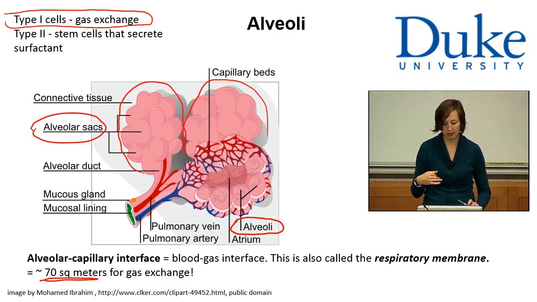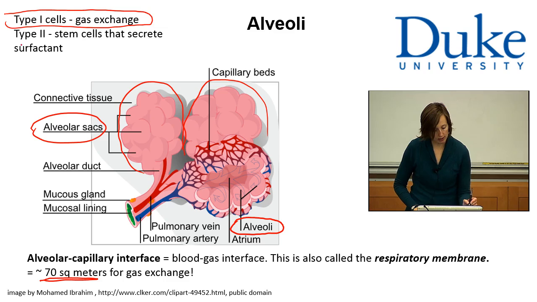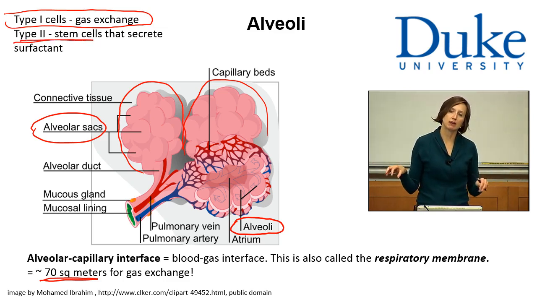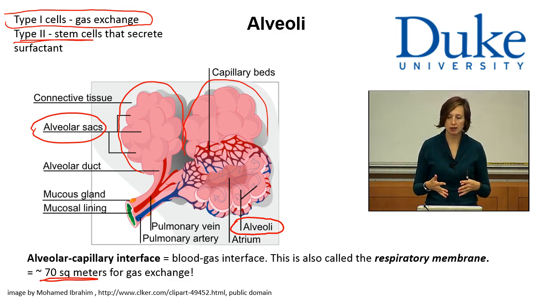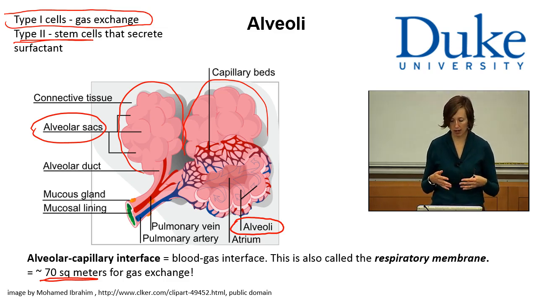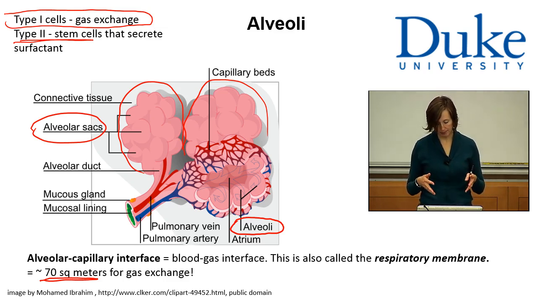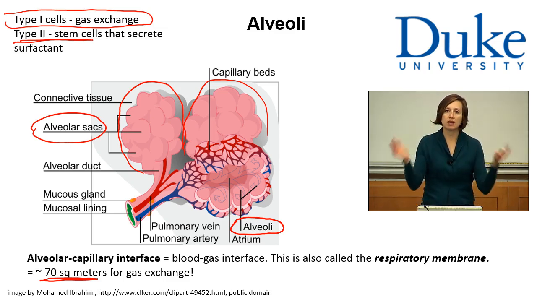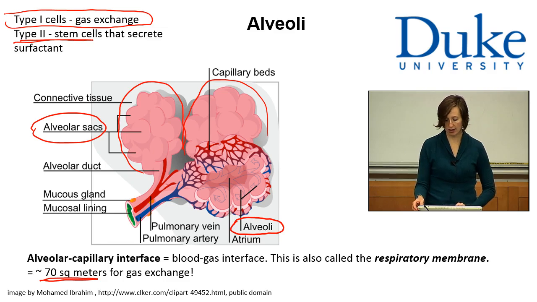the type 1 cells. In between the type 1 cells will be type 2 cells that don't cover as much of the surface area of the alveoli, but they're there as stem cells and as cells that produce surfactant. We'll be talking more about surfactant in the future. So you can see how we have this thin epithelium and then lots of capillaries on the other side of it to exchange the gas between the air and the blood.